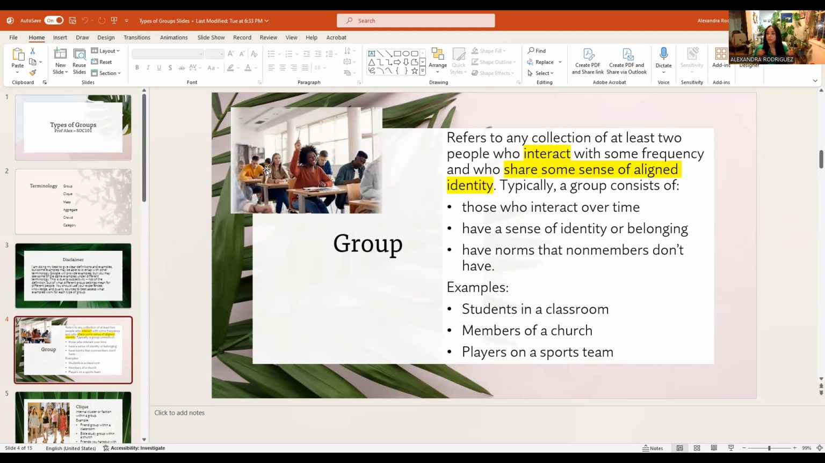So for example, students in a classroom, right? Students in a classroom do interact over a long period of time, and they share an identity in terms of being a student. And there are norms in terms of being a student and how you're supposed to behave in the classroom. Another example could be members at a church or players on a sports team.